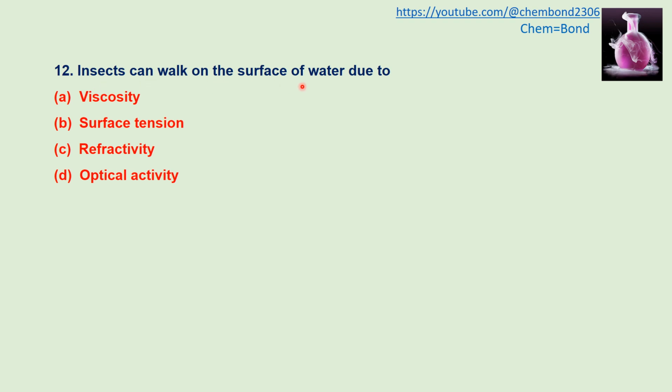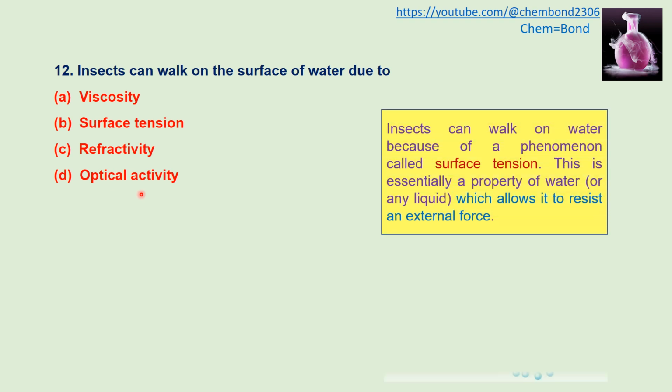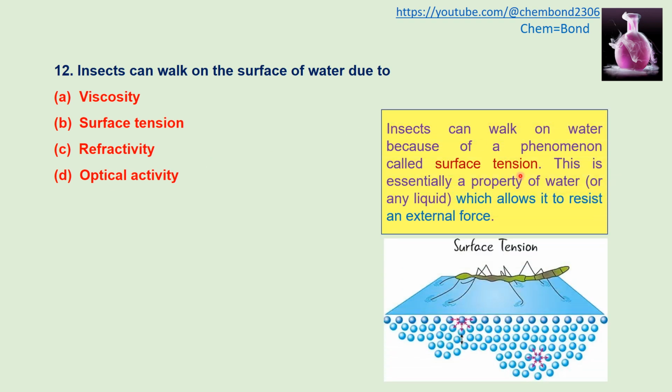Insects can walk on the surface of water due to viscosity, surface tension, refractivity, or optical activity. Insects can walk on the surface of water due to the phenomenon known as surface tension. We know that surface tension is a phenomenon in which the surface molecules are in a stretched or tension form. This is the property of a liquid which allows it to resist external force. So insects can easily walk on the surface of a liquid due to surface tension.